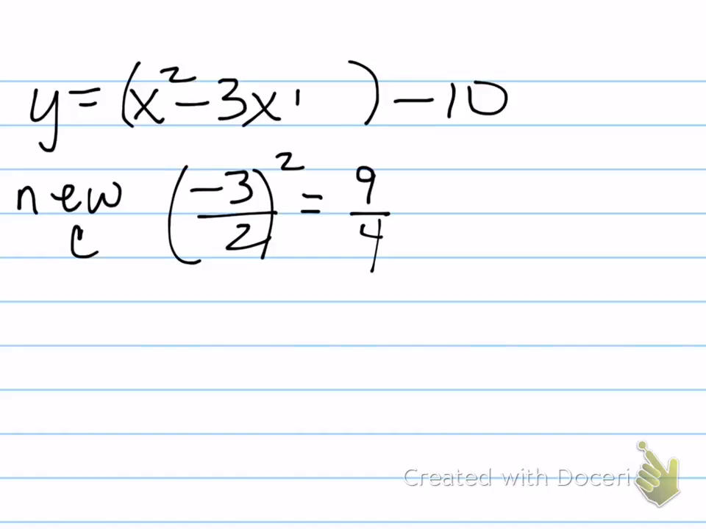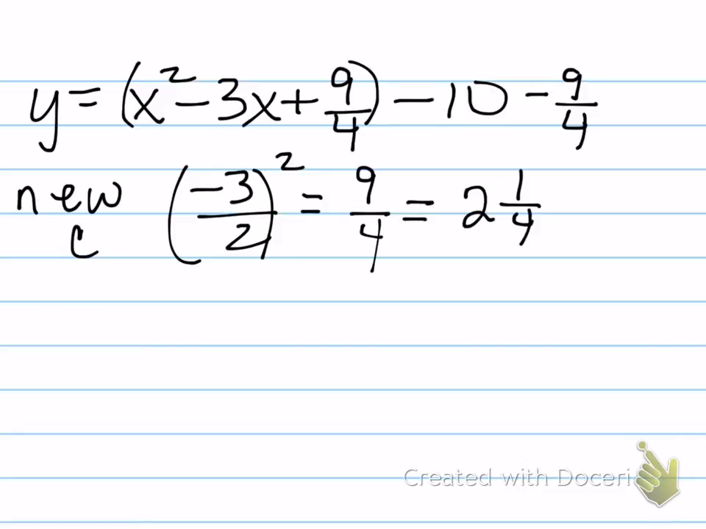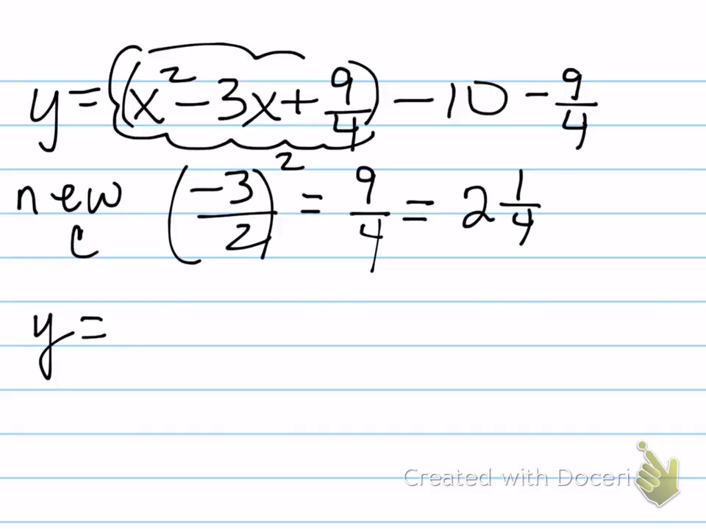So what we'll do is we'll put the plus 9/4 in, and we have to undo it, so we'll also take a 9/4 away. One thing to remember for some of our calculations is 9/4 would be equal to 2 1/4. Now just with a little simplifying, the perfect square that we created is going to be x decreased by 3/2, and that's all squared.